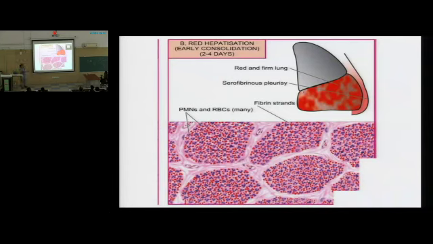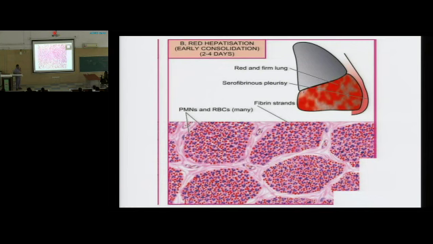Now in the second stage of red hepatization, the number of polymorphs and red blood cells have increased in abundant quantity, right? If you compare with the previous stage, the numbers have increased. There will be abundance. And also there will be dilated air spaces along with these numerous polymorphs and red blood cell accumulation.